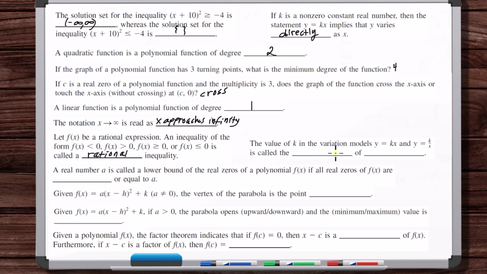The value of k in the variation models y is equal to kx and y is equal to k over x is called the constant of variation.